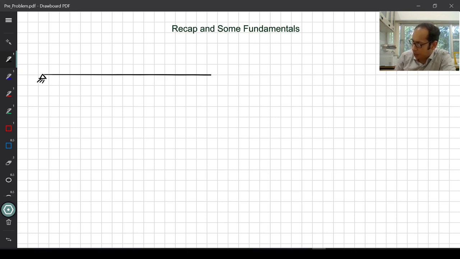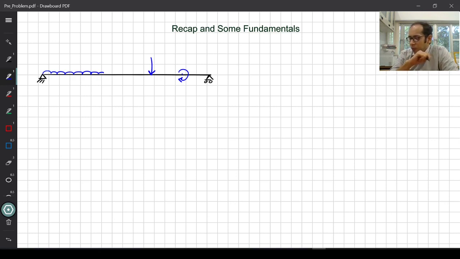A pin support at one end and a roller support at the other, and for the sake of discussion, let's say this beam has a variety of loading. Maybe it has a uniformly distributed load, maybe it has a point load somewhere over here, maybe at a particular point it has an applied bending moment within the beam itself.